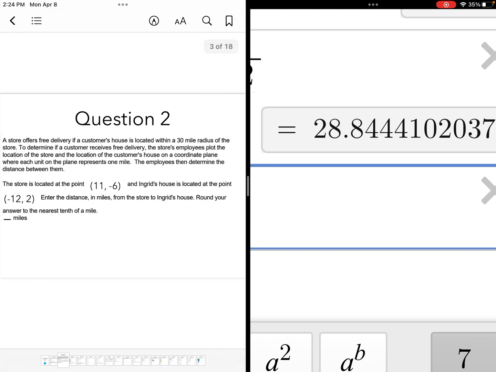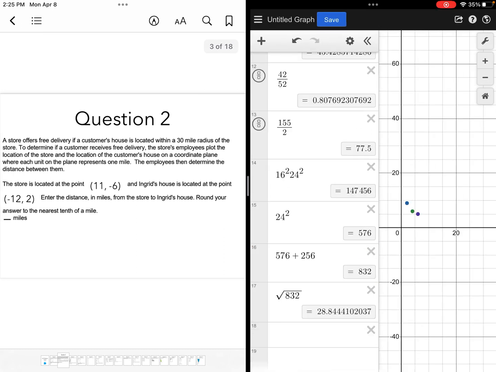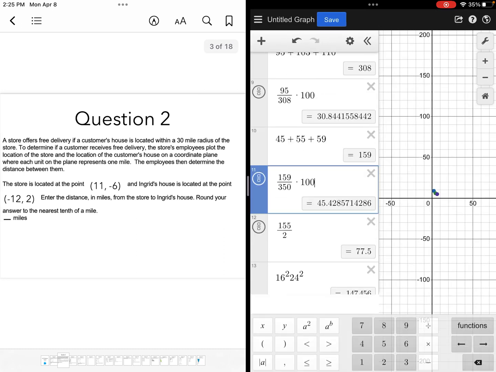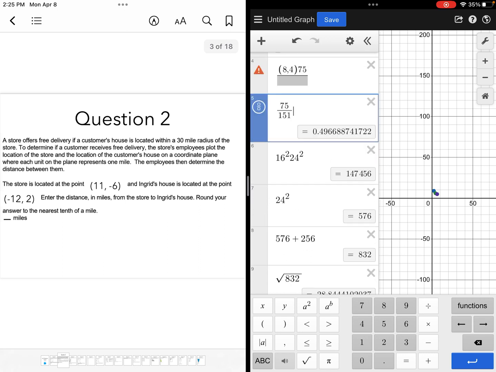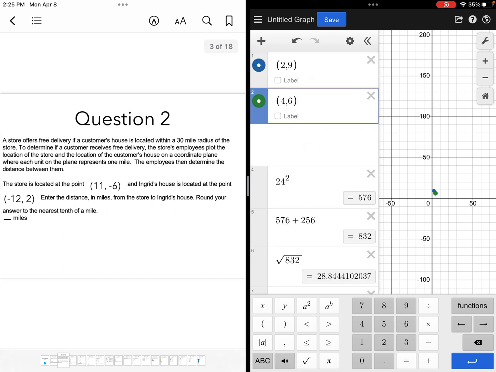Question 2. So a store offers free delivery if a customer's house is located within a 30-mile radius of the store. To determine if the customer gets free delivery, the store's employees plot the location of the store and the location of the customer's house on a coordinate plane where each unit represents 1 mile. The employees then determine the distance between them. Okay, so I've got my numbers. Now I can put this into Desmos and graph them if I want to. I don't know that it's going to be very easy to tell.